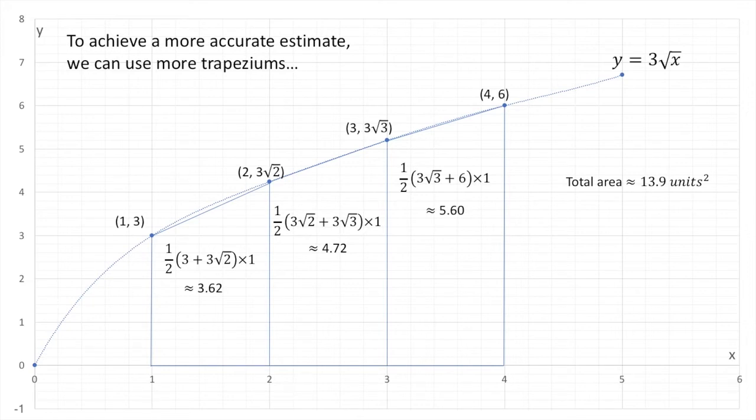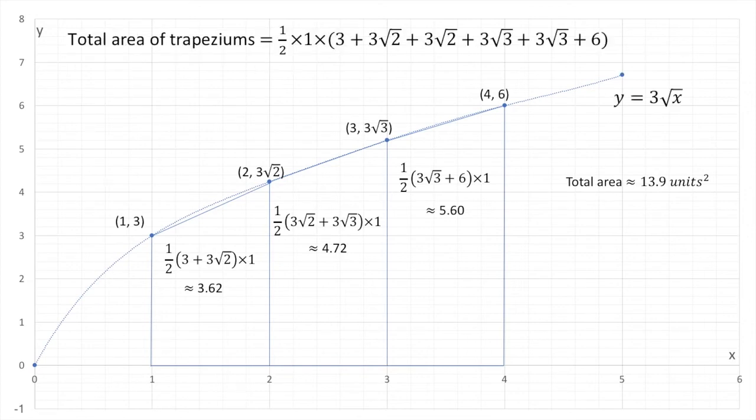Now you can imagine that if we had several more trapeziums, calculating the area of each one individually could become tedious. So we can combine into one calculation, because each of these 3 has a factor of a half and 1 for the width of the trapezium. And then we've got 3 and 6, which are the first and the last y values. 2 lots of 3 root 2, which is the second y value. 2 lots of 3 root 3, the third y value.